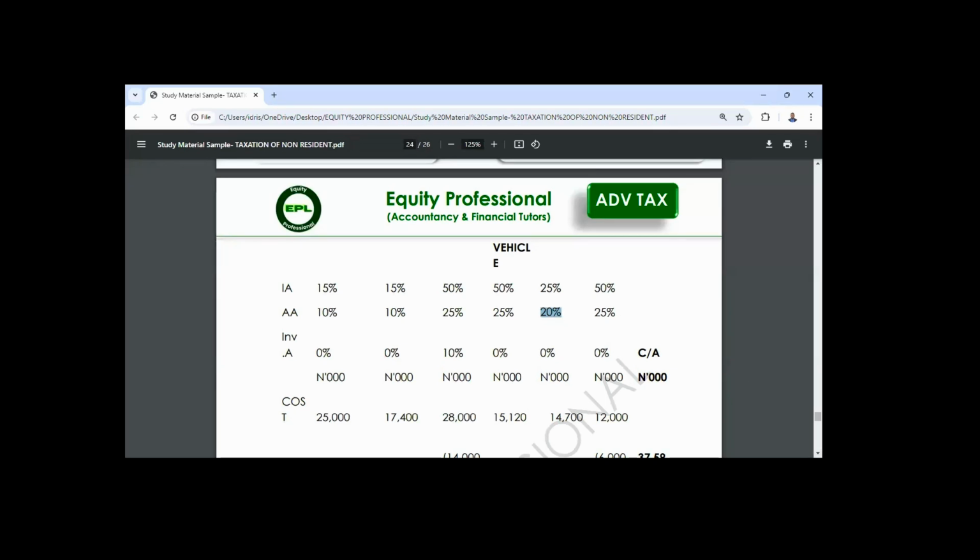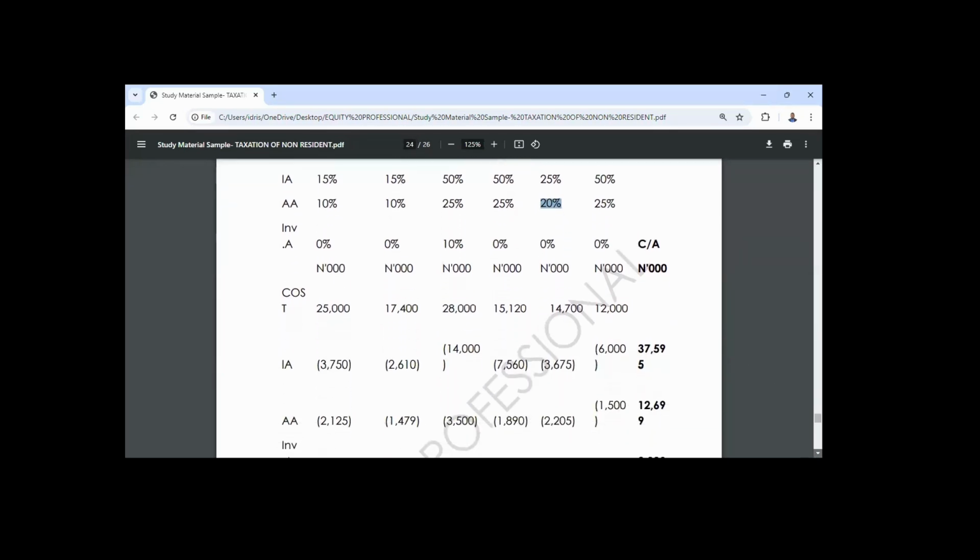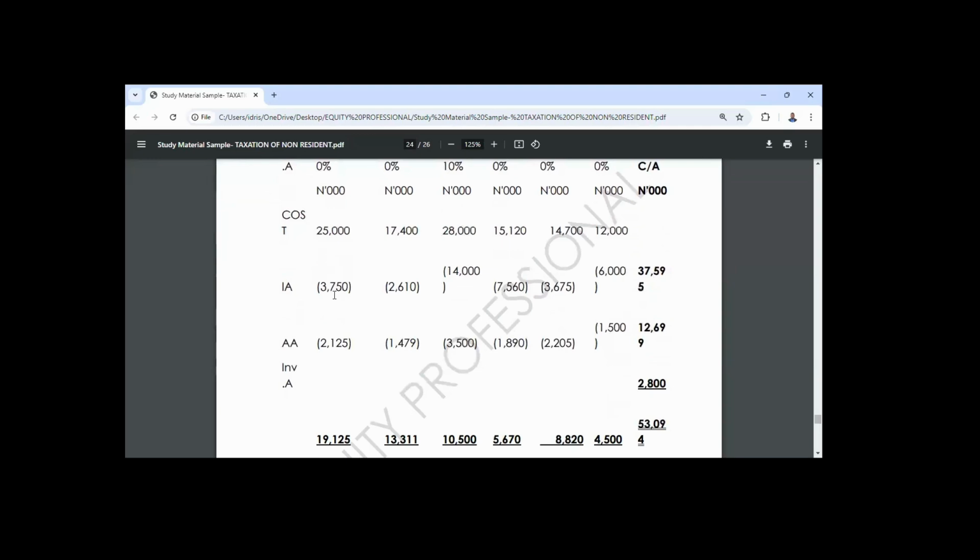So, for you to get your annual allowance, your cost minus initial allowance divided by number of years. In the case of this building now, 25,000 is the cost. Initial allowance is 3,750. When you minus it from 25,000, the balance, you divide it by what? 10. When you divide it, you are going to get 2,125.